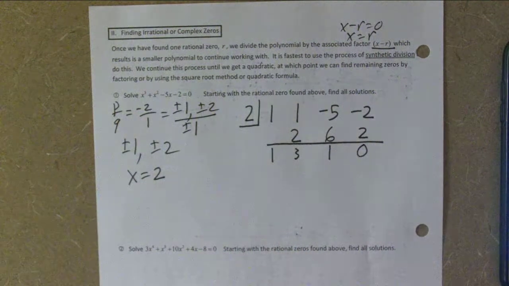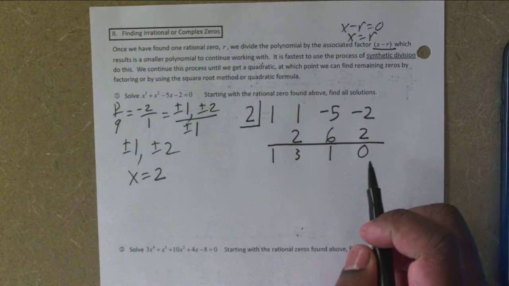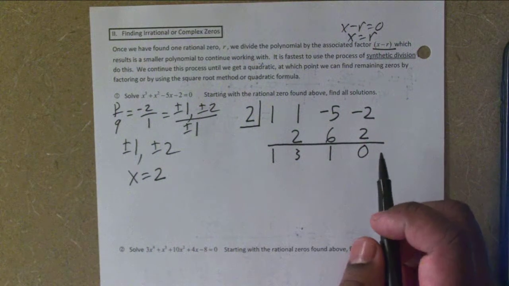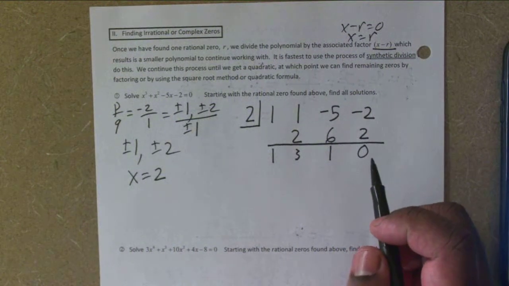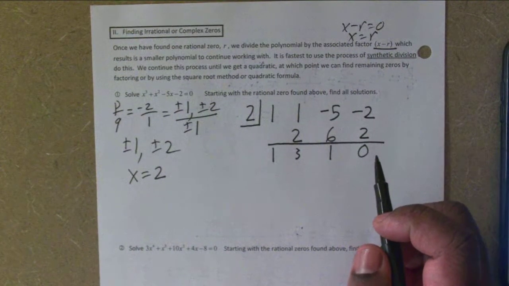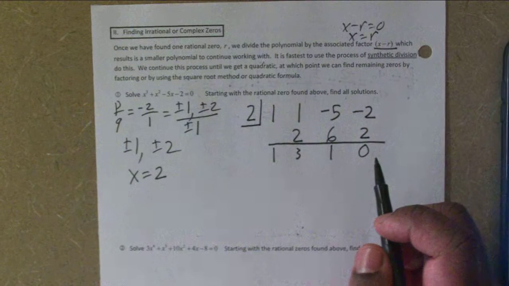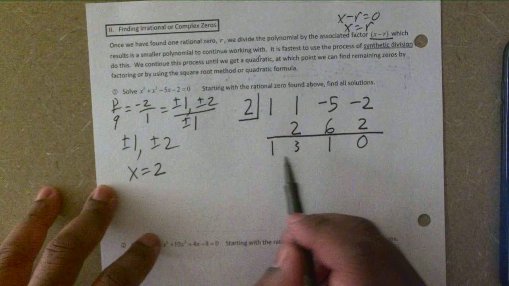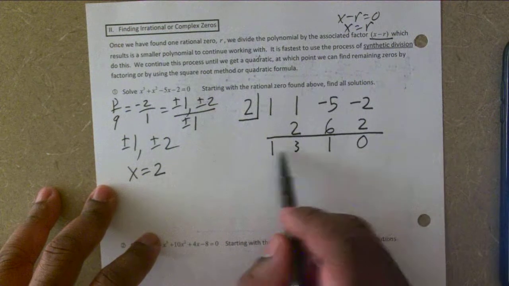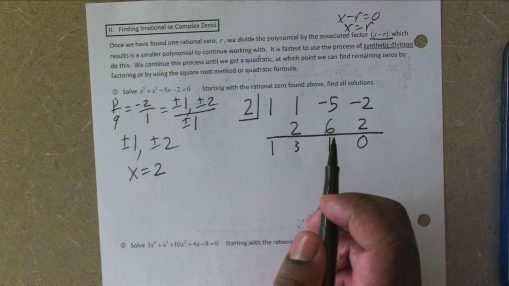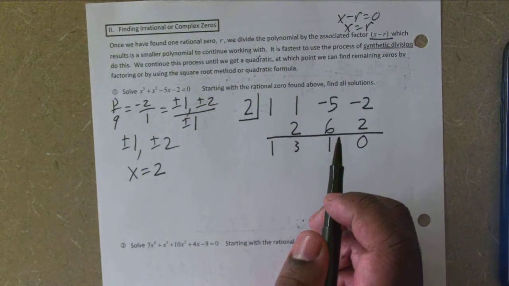Now listen, this last value here is always your remainder. And since we have a 0 remainder, that is great. So this makes this problem a lot easier. Now, when you write your answer from the synthetic division, these are coefficients of what your next parenthesis is going to contain. Does everyone follow that?